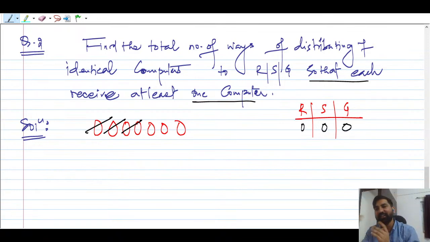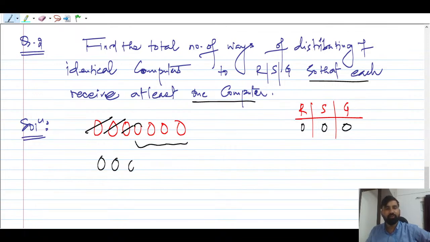Already 3 computers have been distributed, one to each, right? At least 1 is there now. At least 1 means you have already given 1, 1, 1, right? Now you have got 4 computers, right? By mistake I have cut this also, so just consider this. So now there are 4 computers, okay? So you can say 1, 2, 3, 4.